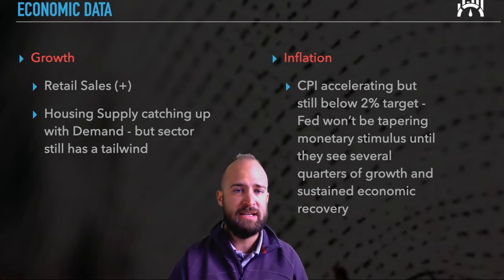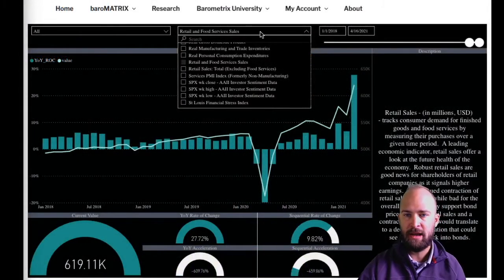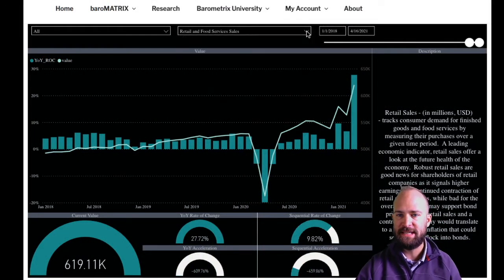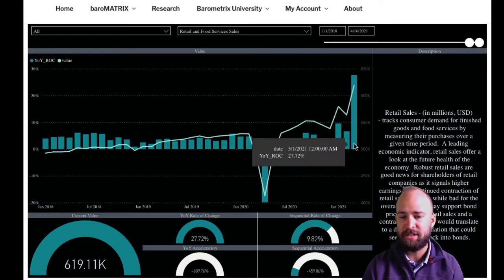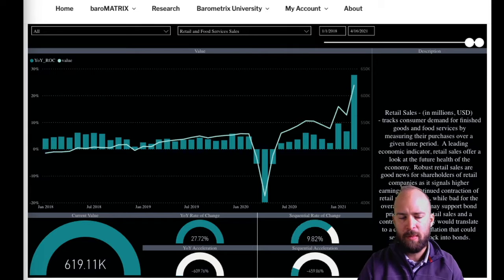We also had retail sales and some other growth related economic data come out this week. So let's take a look. Popping back into the barometrics here, I pulled up retail and food services sales. This just came out yesterday, and we see a huge spike higher in the year-over-year rate of change, as well as a pop higher in the sequential rate of change, 9.82% month over month. So what does that tell us? It means that there's a return of demand, right? Retail sales are looking good. There's economic growth. So one more indication of an economic upswing.